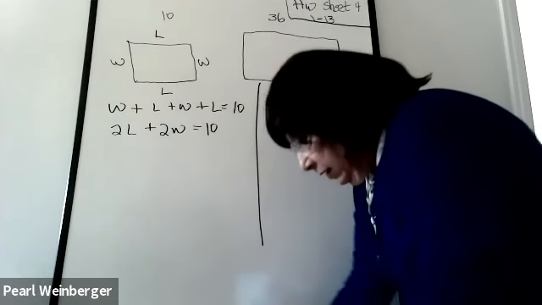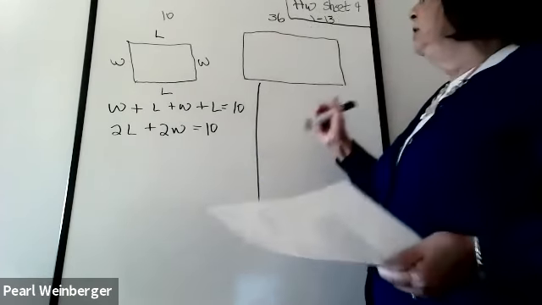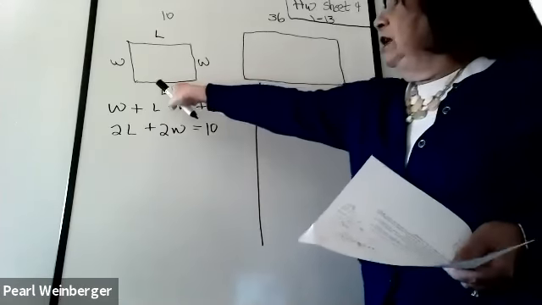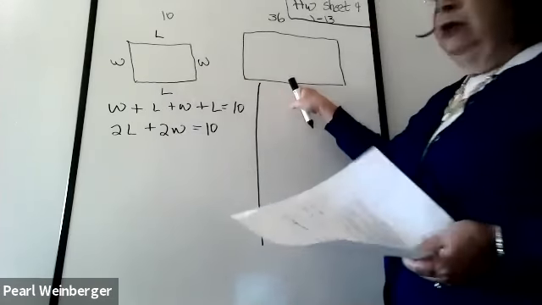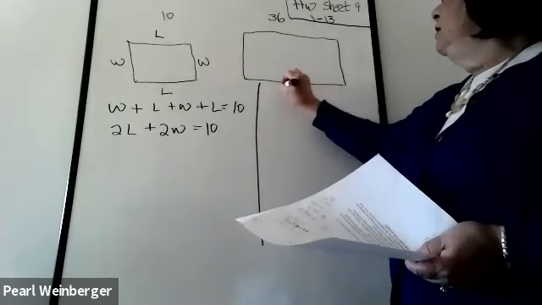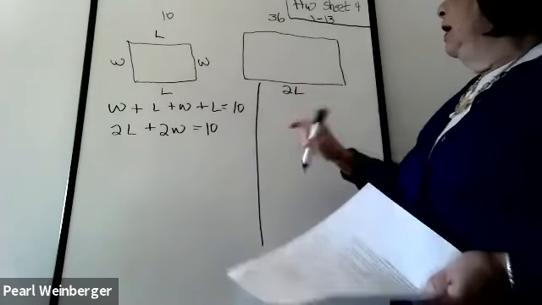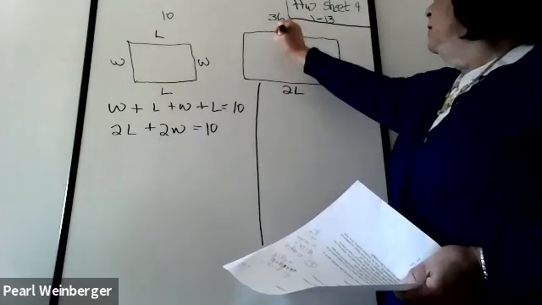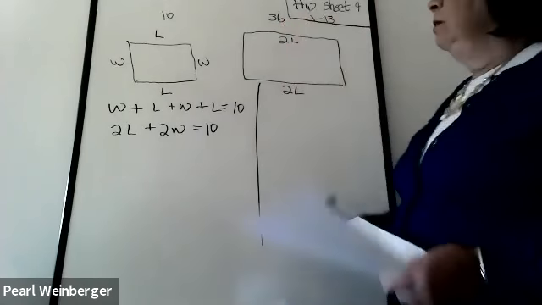In the new rectangle, the length was doubled. So if this length was L, doubled means multiply by 2. This has to be 2L. And if this is 2L, that means this side is 2L as well.